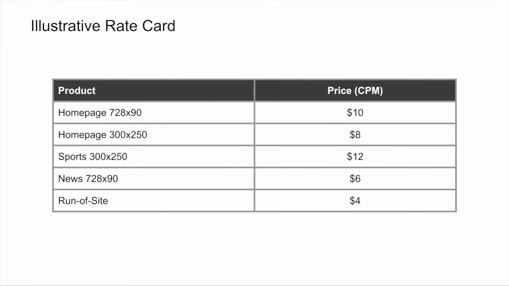In that sense, a rate card can be very simple. Let's look at an illustrative example of a publisher with only 5 products that they are selling. Each of these products has a price listed for it in CPM, which is the price of 1,000 impressions.